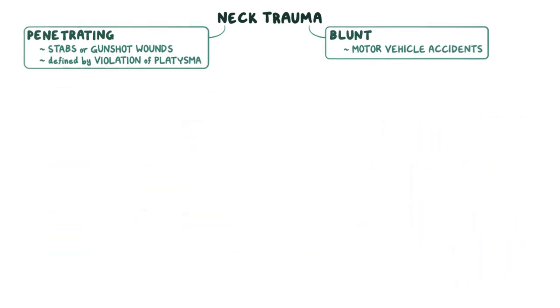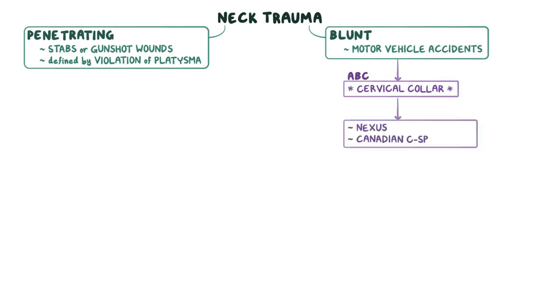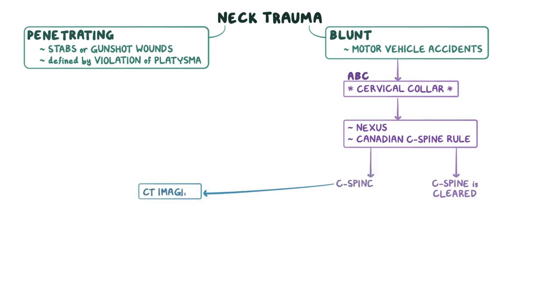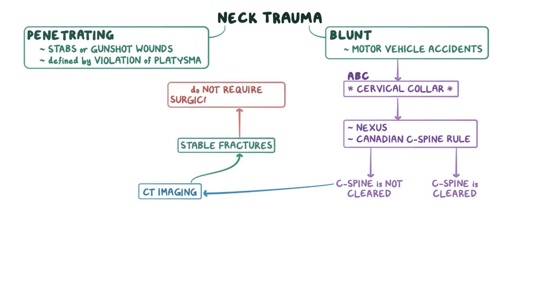Okay, as for blunt neck trauma, a major concern is cervical spine injury. Similarly, start with the ABCs. However, an emphasis is placed on immobilizing the cervical spine using a cervical collar. Next, apply clinical decision tools such as the Nexus or Canadian C-spine rule, which will help determine if the C-spine is cleared or if CT imaging is necessary. The CT can detect a multitude of stable fractures, which do not require surgical management, and unstable fractures, which do.